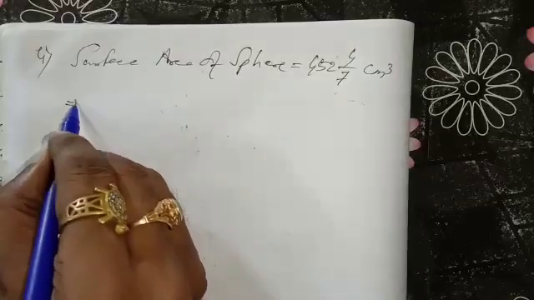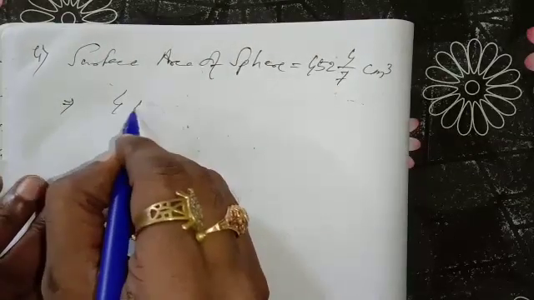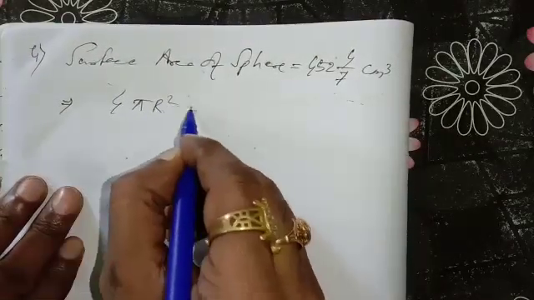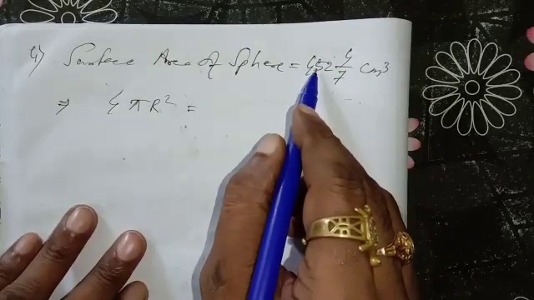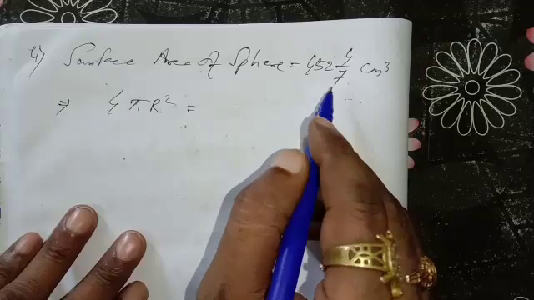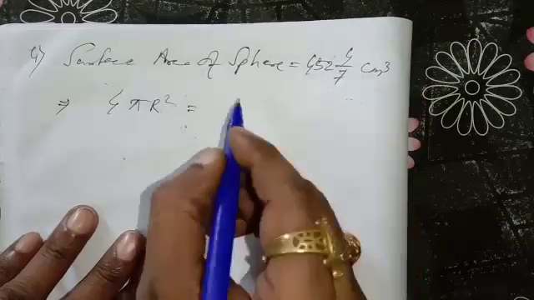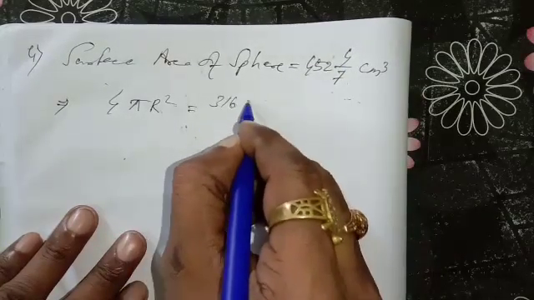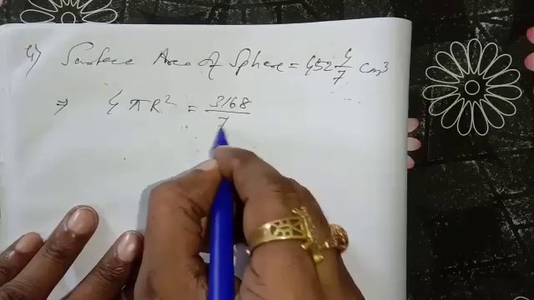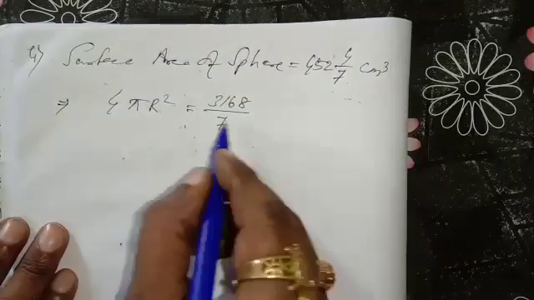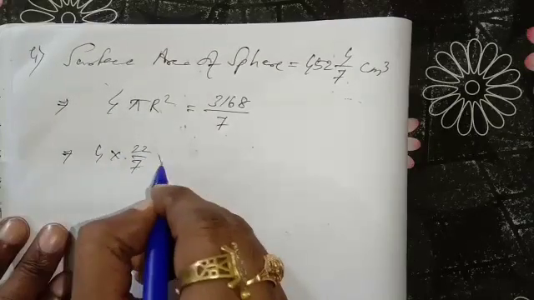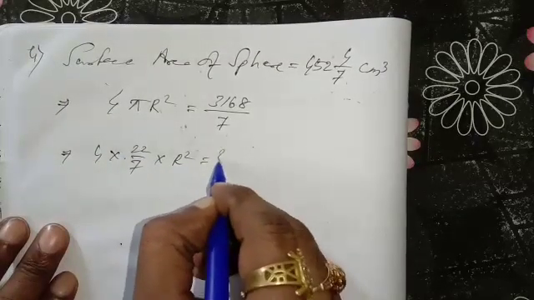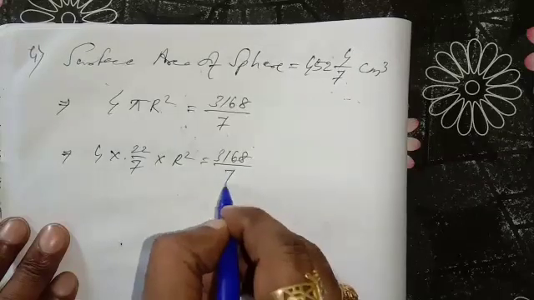The surface area of a sphere formula is 4 pi r square. 4 pi r square is equal to 452 4 by 7. If you multiply 452 into 7 you will get 3164, plus 4, that means 3168 by 7. You are getting this, and the pi value is 22 by 7, into r square equal to 3168 by 7.